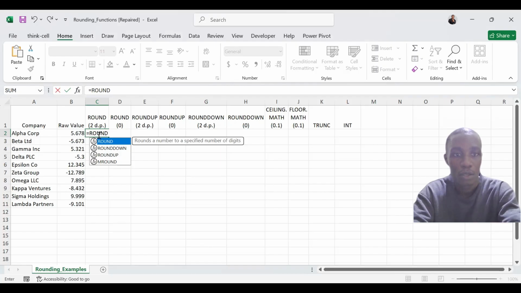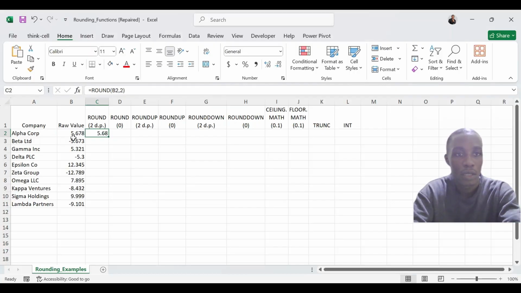Okay, so I will just enter the number, which is this B, and then number of digits is 2. Okay, so it returns our number to 2 decimal places. So you can see 5.678 is returned as 5.68. So it approximates the second place to give us an 8. And now we have 5.68. So we can just copy this down and you can see what we have here.